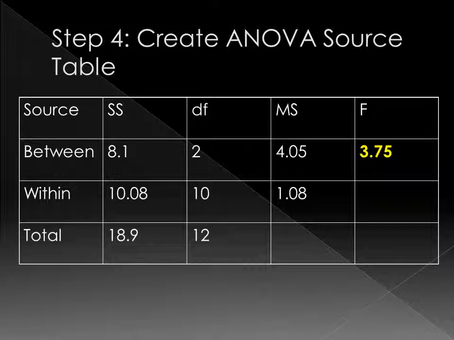At the next step, we will compute the ANOVA source table. It includes the between group sum of squares, df, MS, and then SS, df, MS for the within group. So it is 8.1, 2, 4.05. Then it is 10.8, 10, 1.08. Then the total SS is 18.9. Total df is 12. F test equals MS between divided by MS within, which is 3.75.